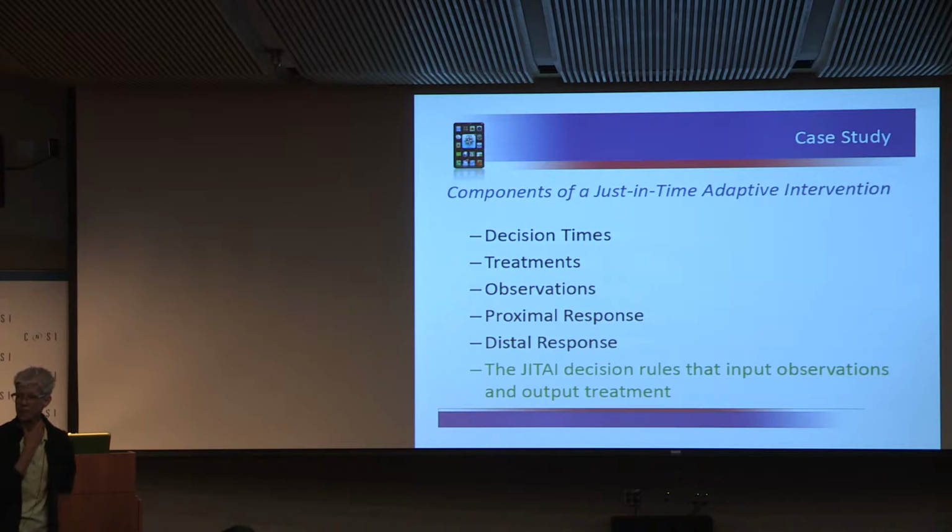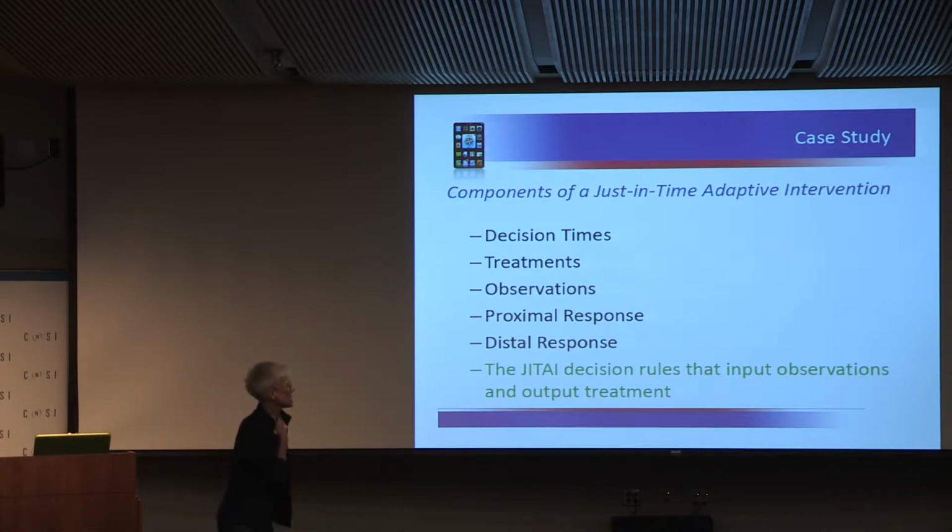If you're tracking people who are alcoholic or struggling with alcohol dependence, and you want to figure out what to do when they get close to their liquor store, you're going to have decision times at very fine intervals because you need to catch them before they walk into that liquor store, right?